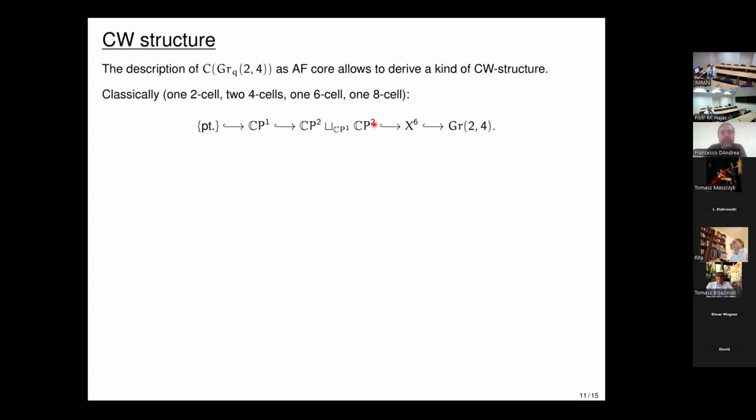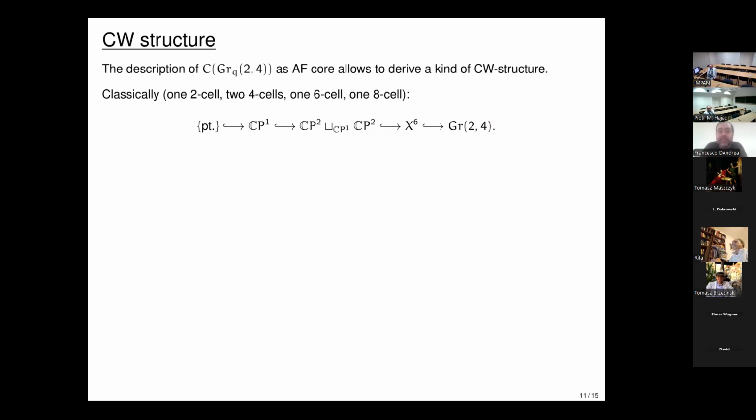And what is X6? Yeah, okay. So now I'm going to tell you: to this four-skeleton, you attach a single six-dimensional cell and you get something which I denote X6. To this X6, you attach one eight-dimensional cell and you get the Grassmannian. So what is X6? Well, in the quantum case, it's just some C*-algebra.